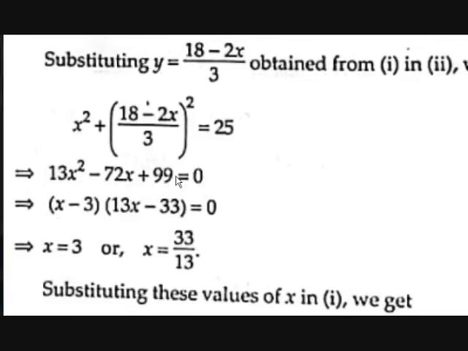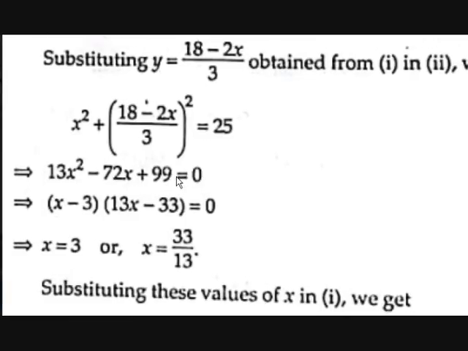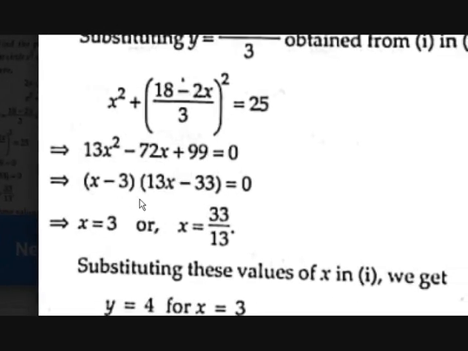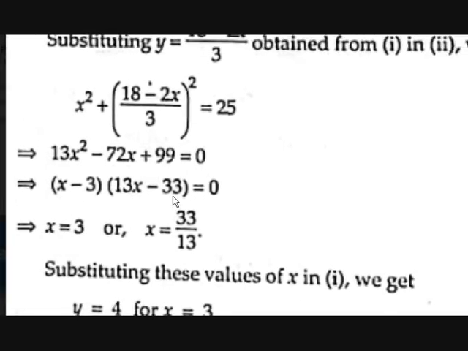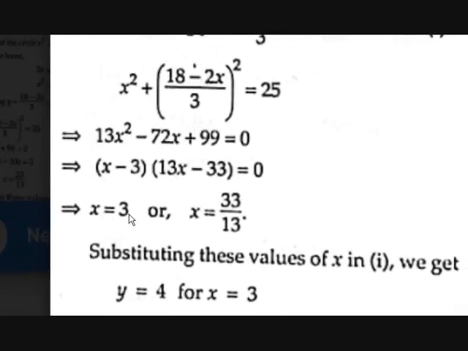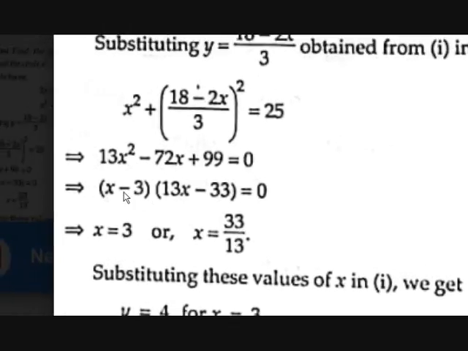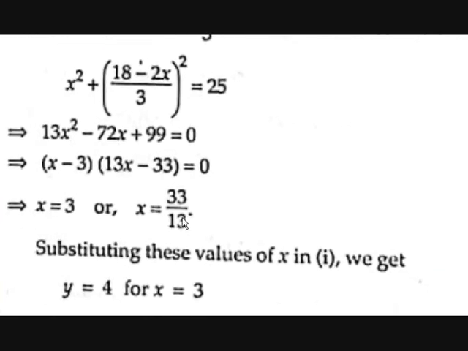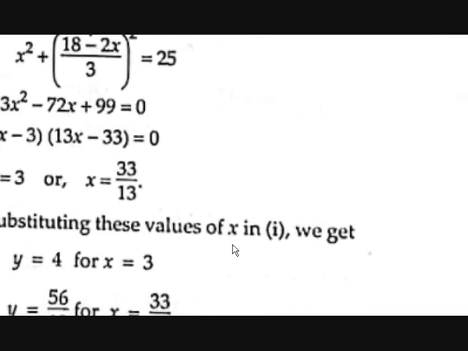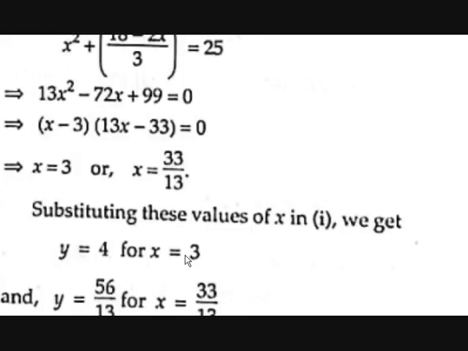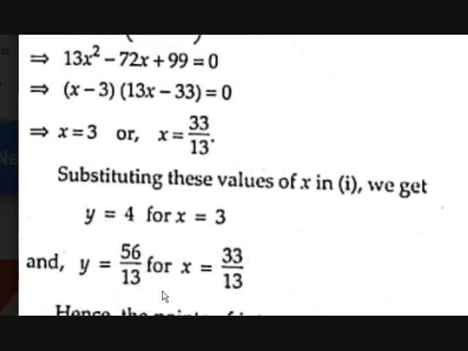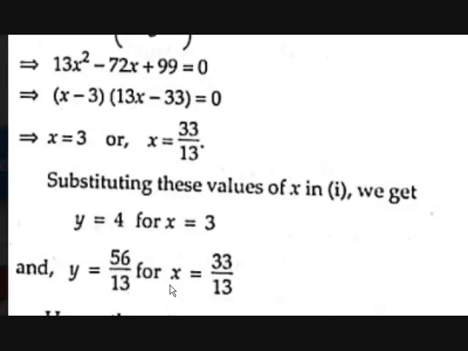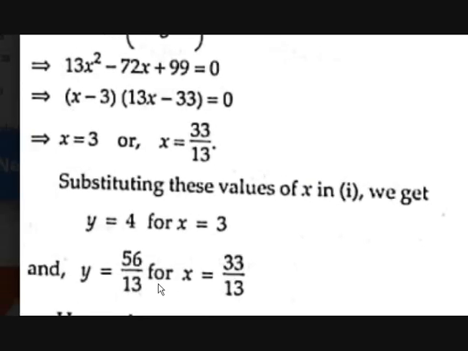So you will get the following equation. If you simplify that by using the factorization method, then you will get (x minus 3) into (13x minus 33) is equal to 0. So either of these should be 0. If x minus 3 is 0, x is equal to 3. If 13x minus 33 is 0, x is equal to 33 by 13. Substituting these values of x in equation 1, we'll get y is equal to 4 for x is equal to 3, and y is equal to 56 by 13 for x is equal to 33 by 13. So the points of intersection are (3, 4) and (33 by 13, 56 by 13).